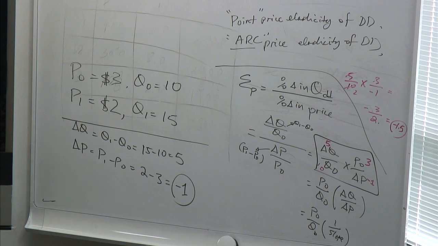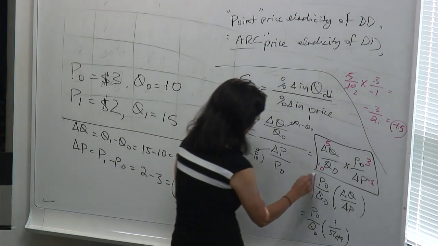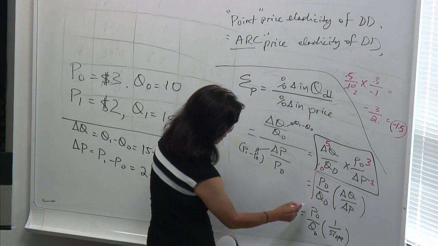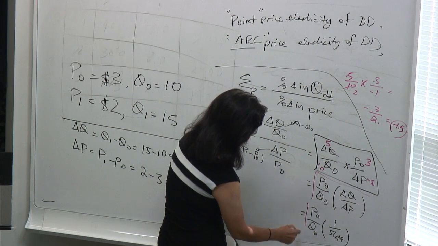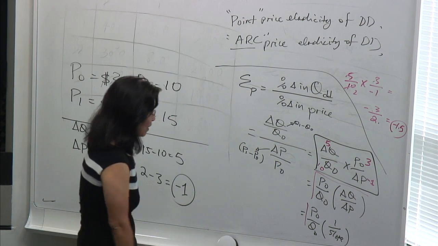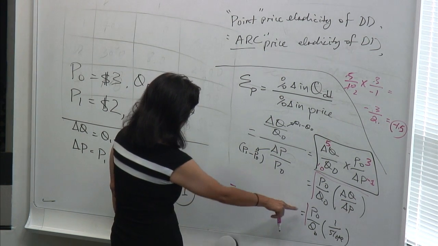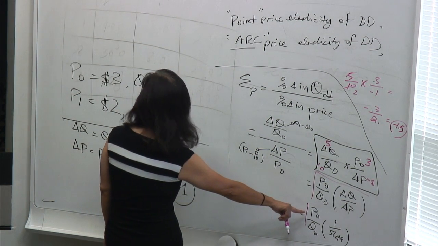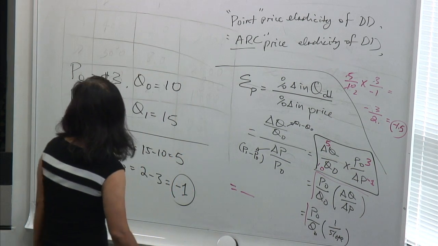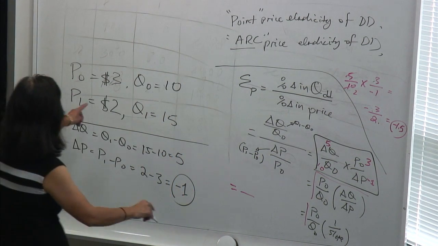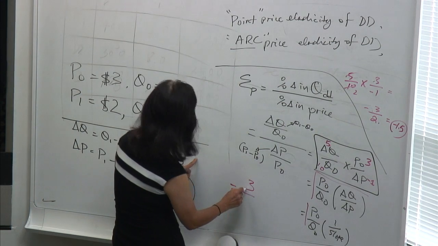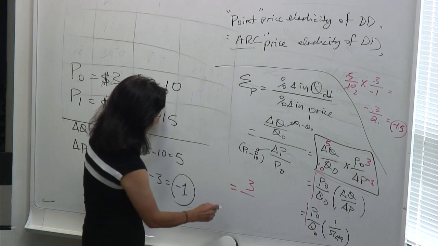That means we actually end up using this one. How many formulas do you have to use? So if you do that, what should P naught be? The P naught is $3, and your Q naught is 10.